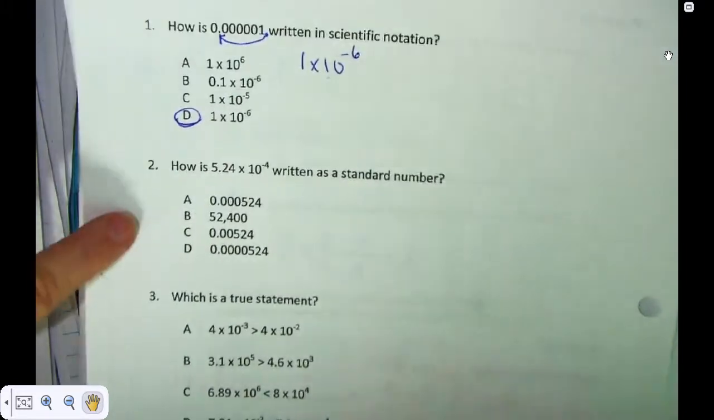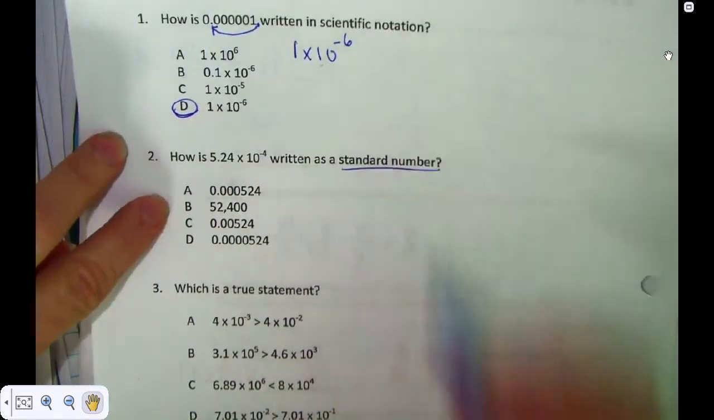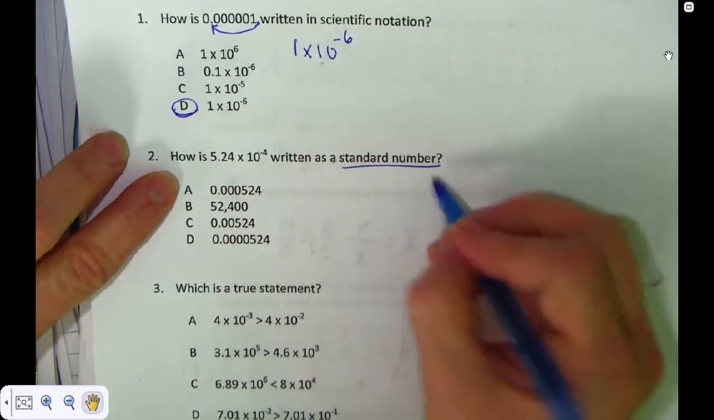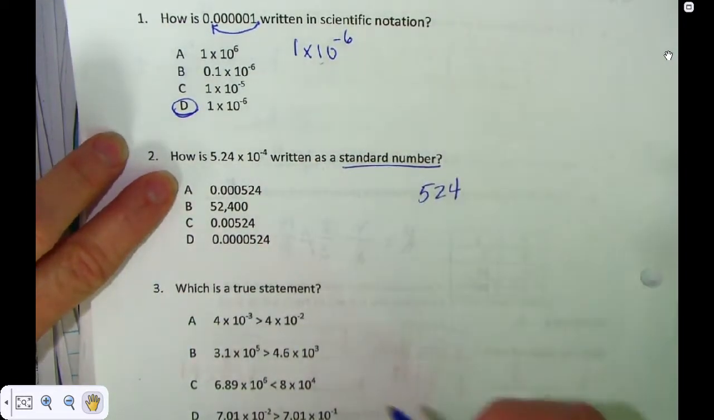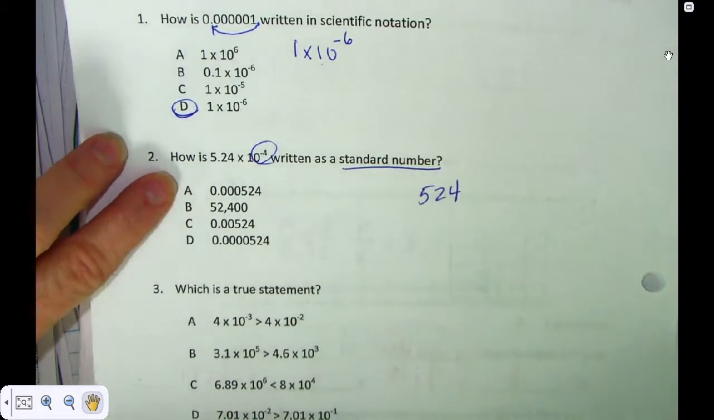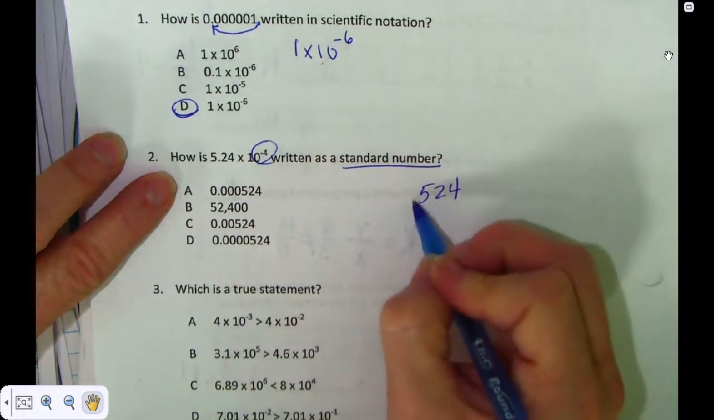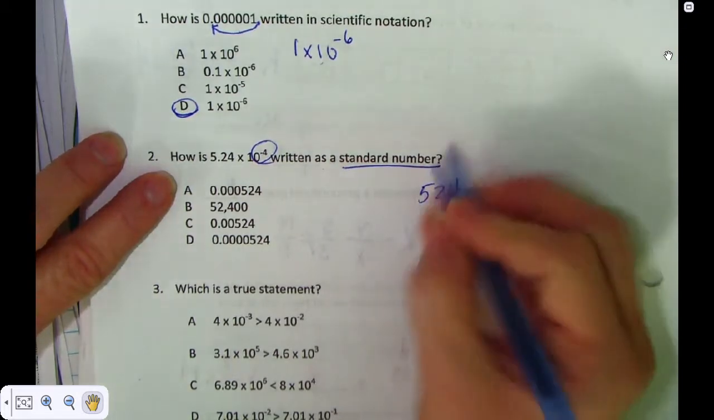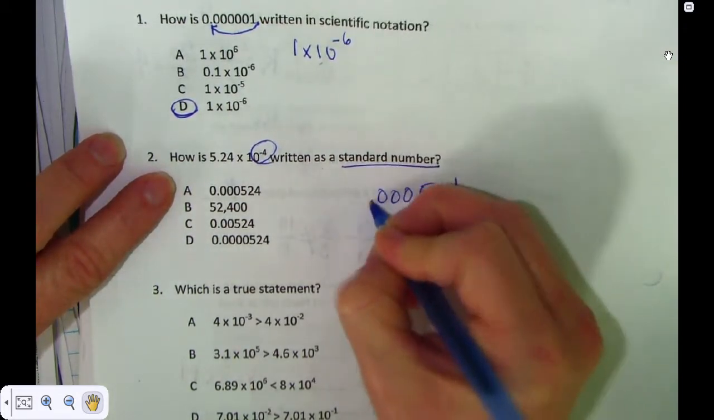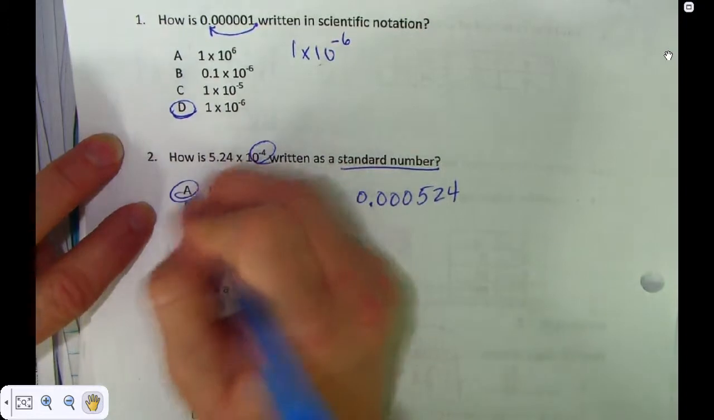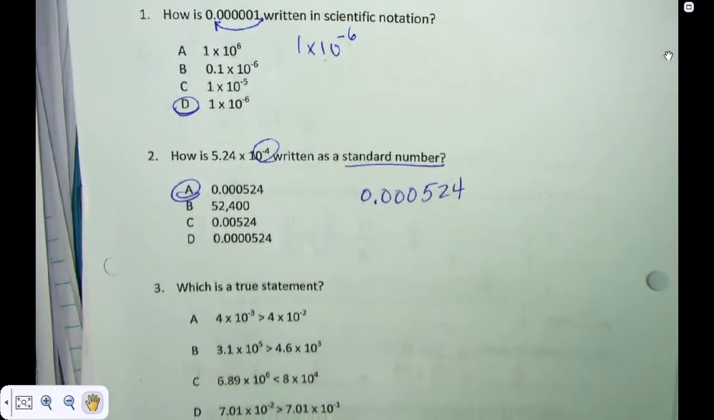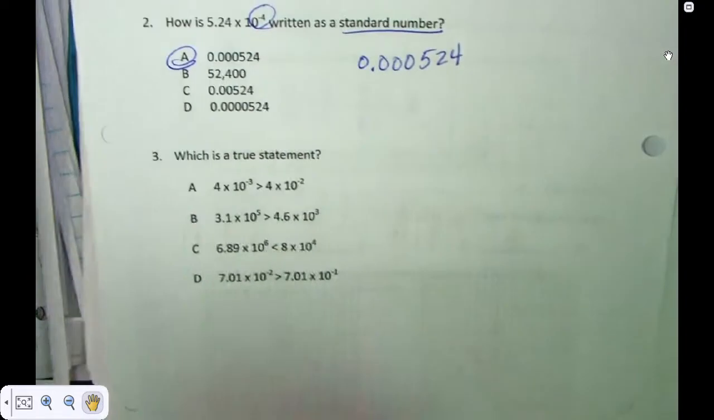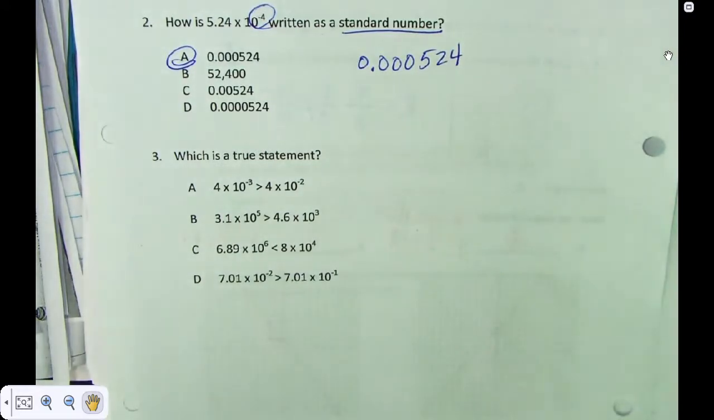Okay, number 2, how was this written as a standard number? Just as a number. So I put 524. I'm going to back up 4 times. So 1 time gets me in front of the 5. So how many zeros? So 8. For looks.